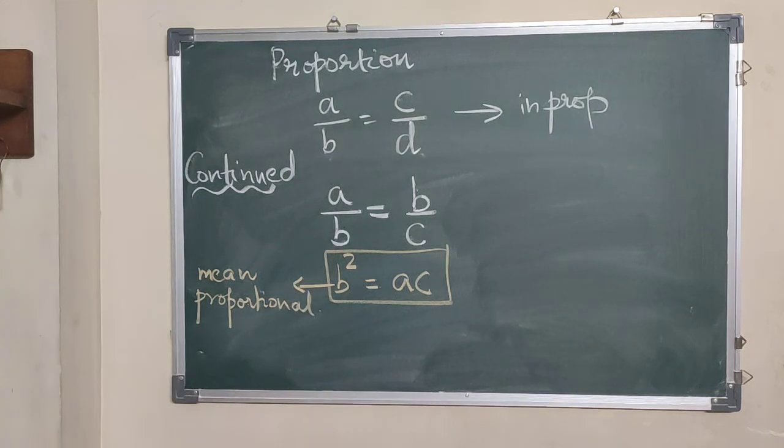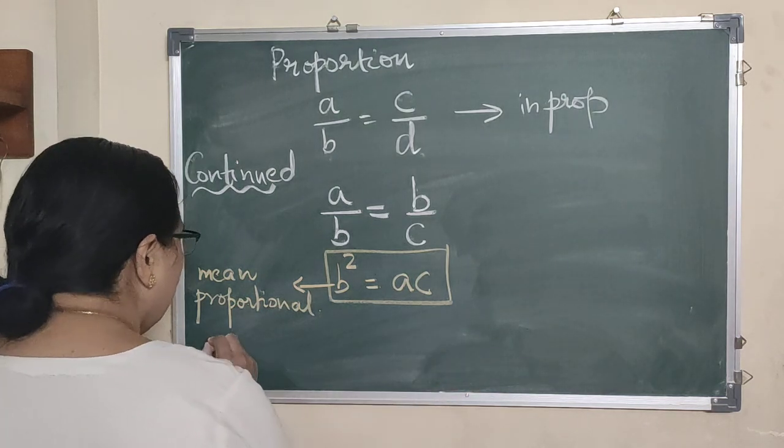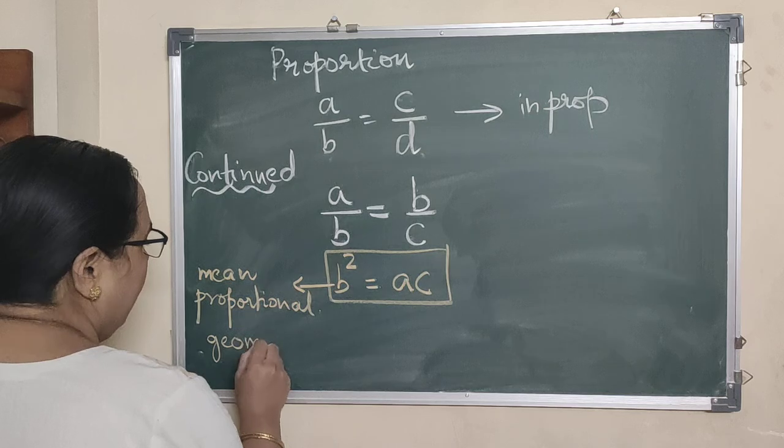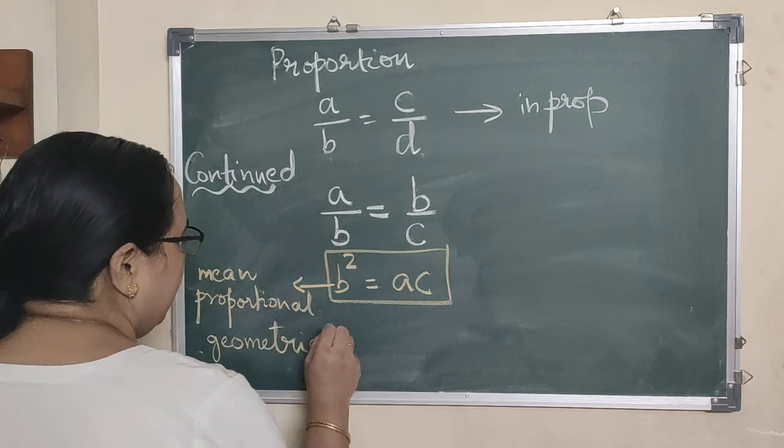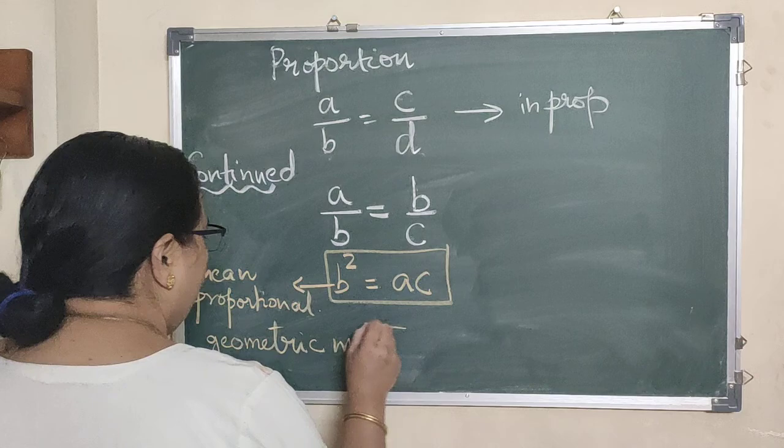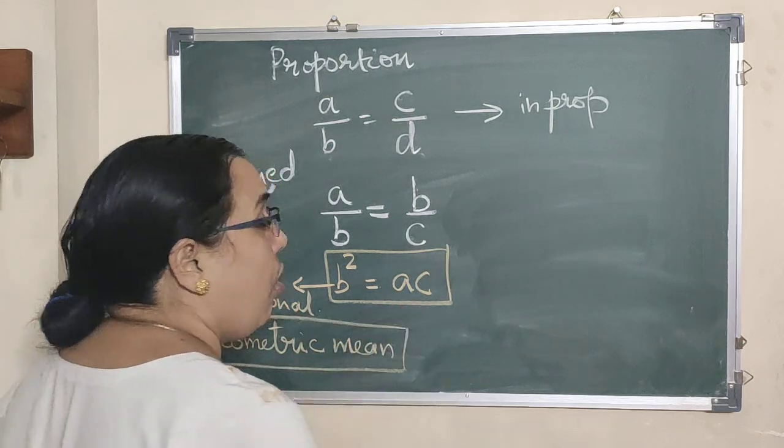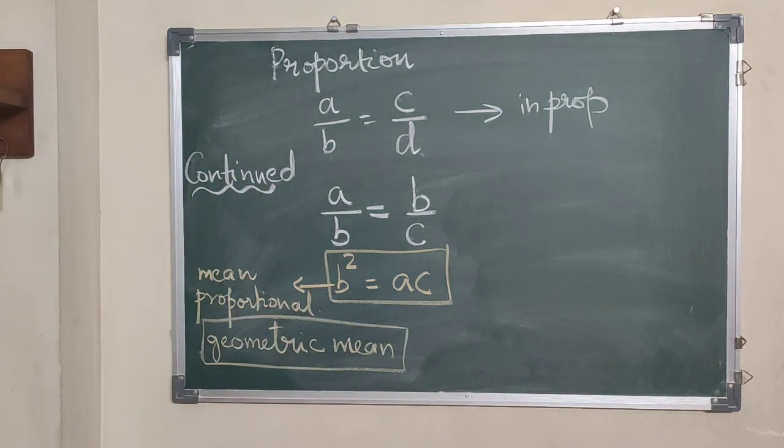Right? So what is A and C? If B is a mean proportional of A and C, we can say B is the geometric mean. There is one more word which will be frequently used in the sums: geometric mean. So B is the geometric mean of A and C. Is that very clear?